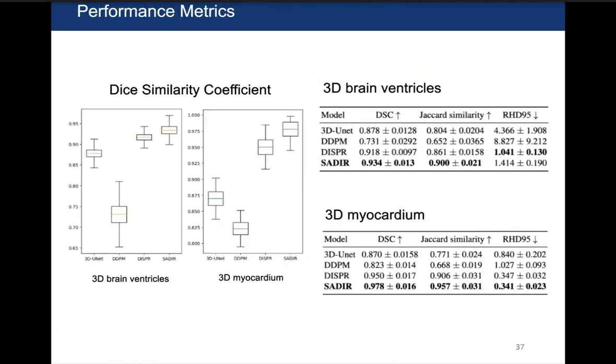So given here are the performance metrics for all 4 aforementioned models on both the datasets. From here, we can see that SADIR outperforms other models with high dice coefficients and checkered similarity scores with minimum standard deviation. The same pattern is observed for the 3D myocardia as well, where we have high dice, checkered scores, and low robust Hausdorff distances for SADIR.